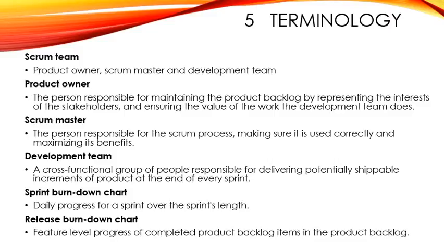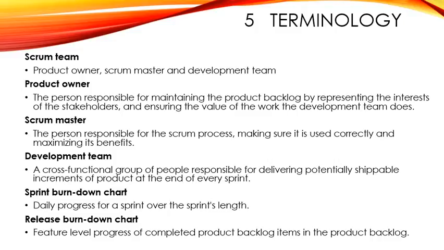Part 5. Terminology. Scrum Team: Product Owner, Scrum Master and Development Team. Product Owner, the person responsible for maintaining the product backlog by representing the interests of the stakeholders and ensuring the value of the work the development team does. Scrum Master, the person responsible for the Scrum process, making sure it is used correctly and maximizing its benefits. Development Team, a cross-functional group of people responsible for delivering potentially shippable increments of product at the end of every sprint.